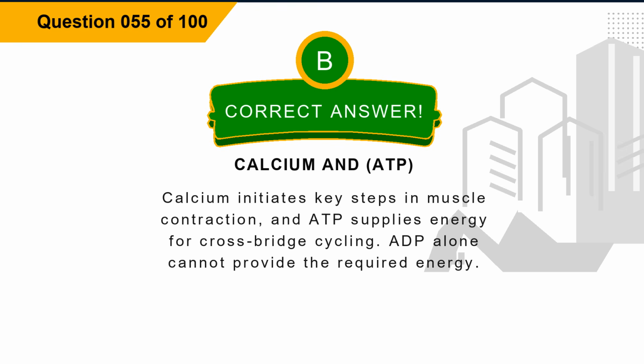The correct answer is option B, calcium and ADP. Explanation: calcium initiates key steps in muscle contraction, and ADP supplies energy for cross-bridge cycling. ADP alone cannot provide the required energy.